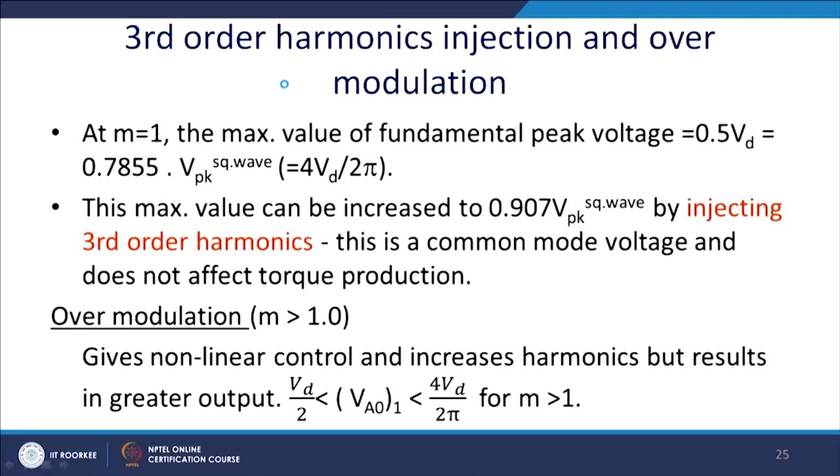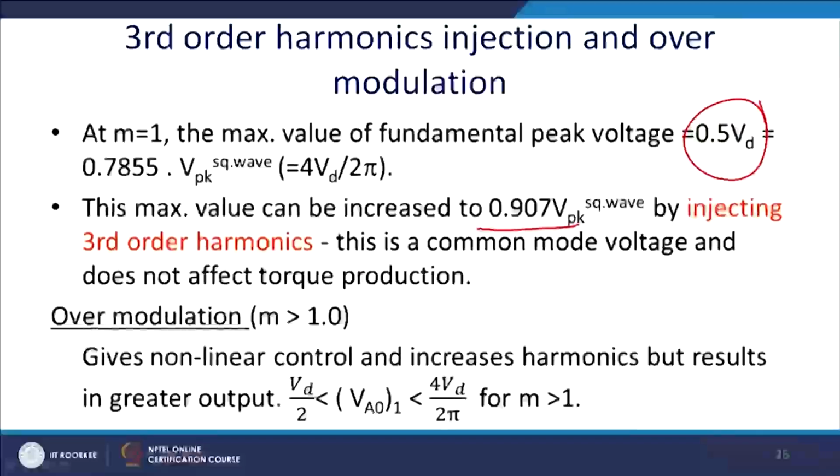The value of the fundamental voltage is actually 0.5 VDC, and that is basically 4 pi d by 2 pi for the half bridge configuration. In this configuration we can show that this value can be increased 1.15 times. So the maximum value can be increased from 0.785 to 0.907 by injecting the proper amount of the third harmonic. Now, a different amount can be injected for a different condition.